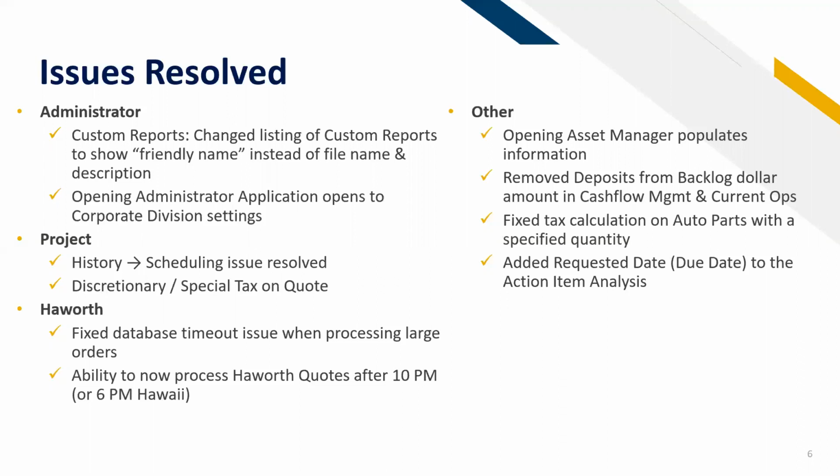As far as project issues, there was an issue with selecting scheduling when underneath the history module. That's been resolved, so you can now select that and it'll give you the correct data there. Another huge one, discretionary special tax on quote. That hasn't reflected correctly in some time, so that has been fixed. Any of what comes to mind is my North Dakota clients. If you apply any special tax to a quote, that is now printing correctly, calculating correctly on the quote.